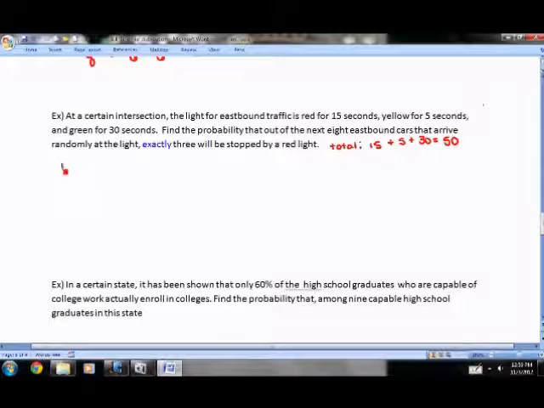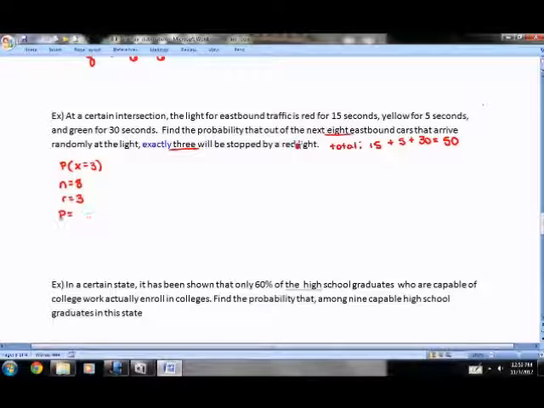Okay, so what we want to find is the probability that exactly 3 cars will be stopped. So we have the probability that X is going to be 3. Okay, where your N is the number of cars that we're dealing with, so it says the next 8 eastbound cars, so N equals 8. Your R, how many is going to get stopped by the light? 3. And now you want your probability.